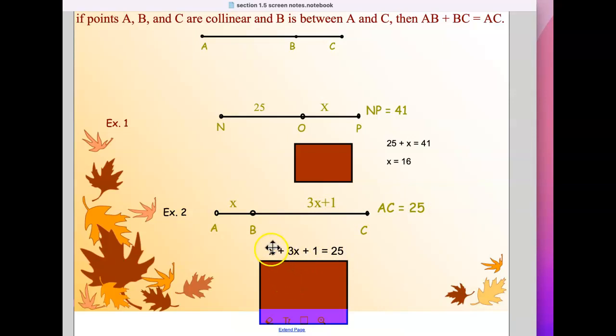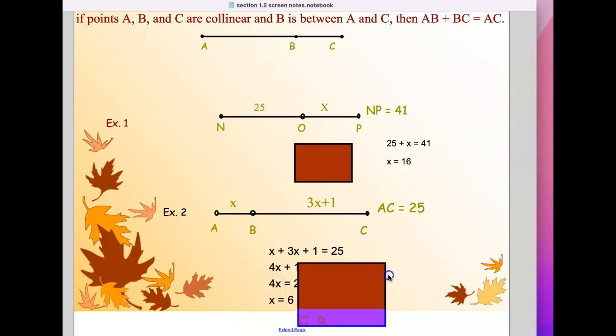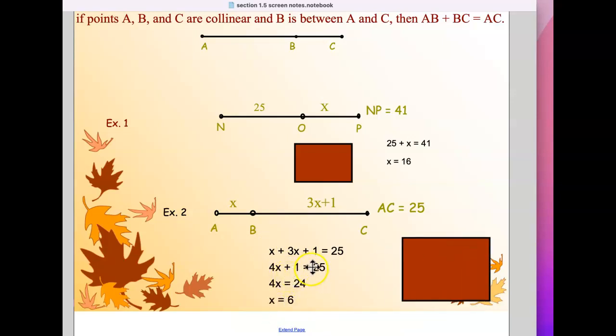And then I would do my algebra magic here. So I would add my 1X and 3X together and get 4X plus 1 to get 25. Then I would subtract my 1 over to the other side to get 24. And then I would divide by 4 to get 6. So my X value would be 6.